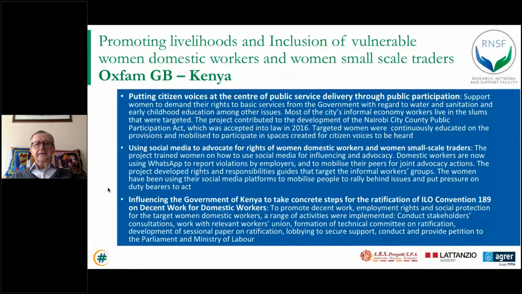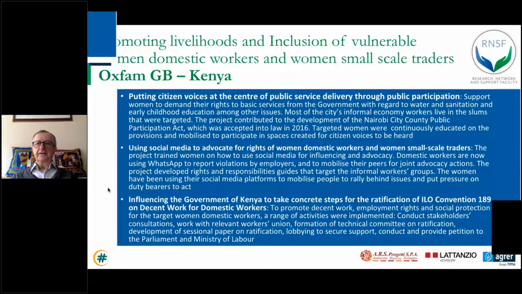The last category of good practices is extracted from one of the 17 projects that have been partnering with RNSF. It is a project implemented by Oxfam in Kenya on promoting livelihoods and inclusion of vulnerable women domestic workers and women small-scale traders. The main objective of this project has been to give citizens a voice and to put these voices at the center of public service delivery through public participation.